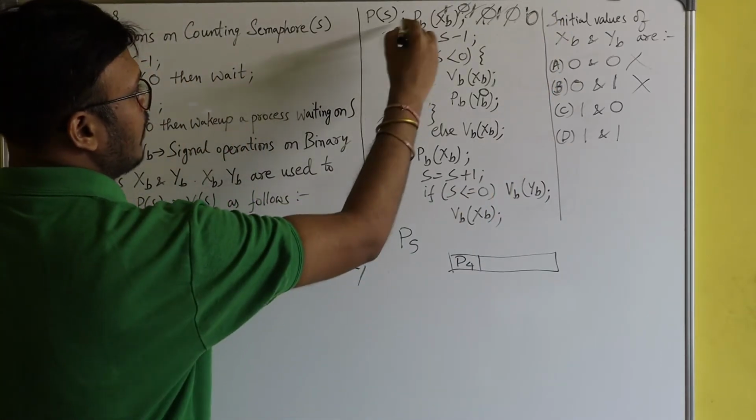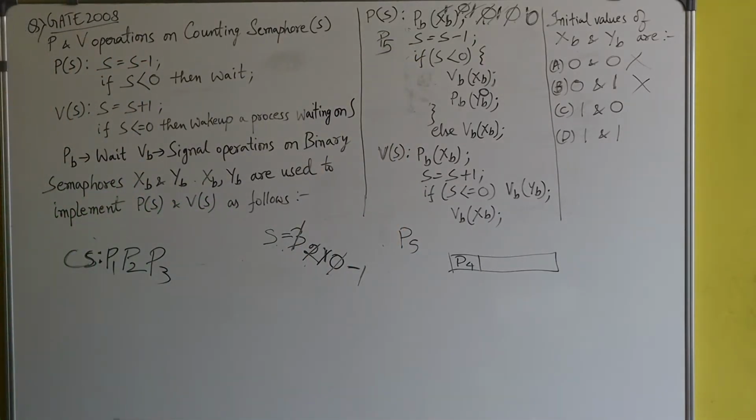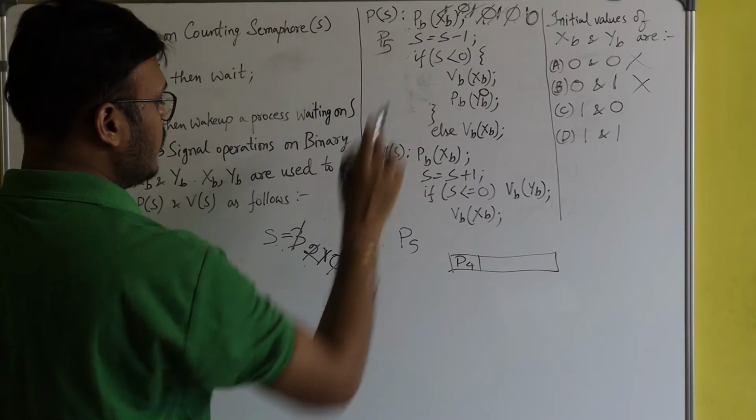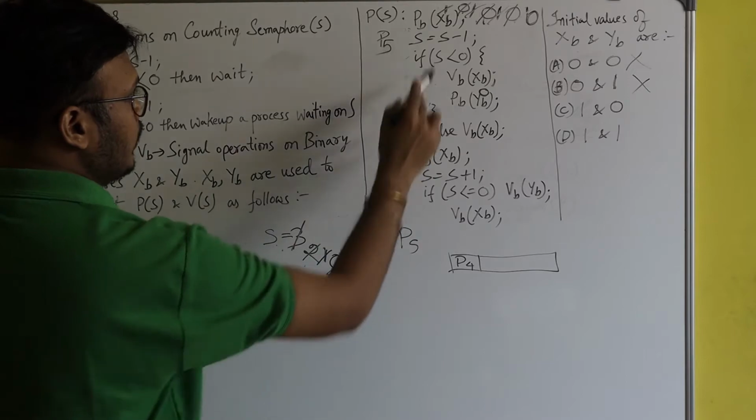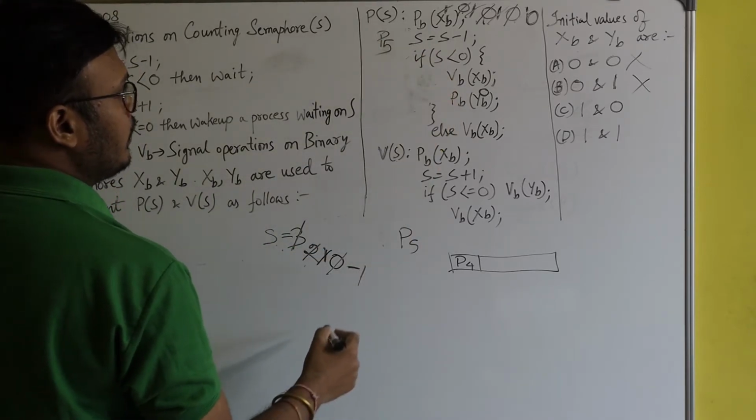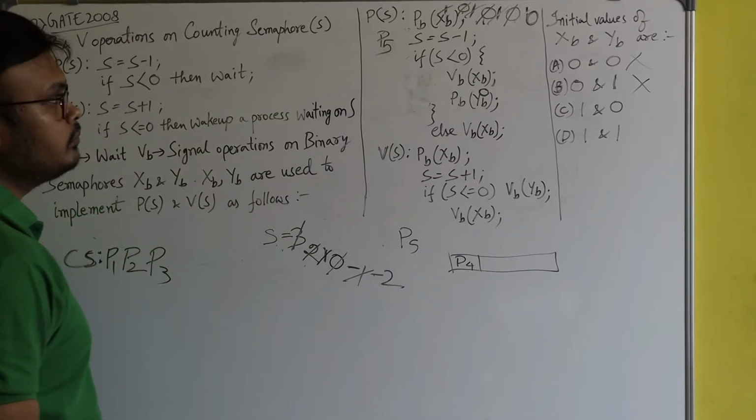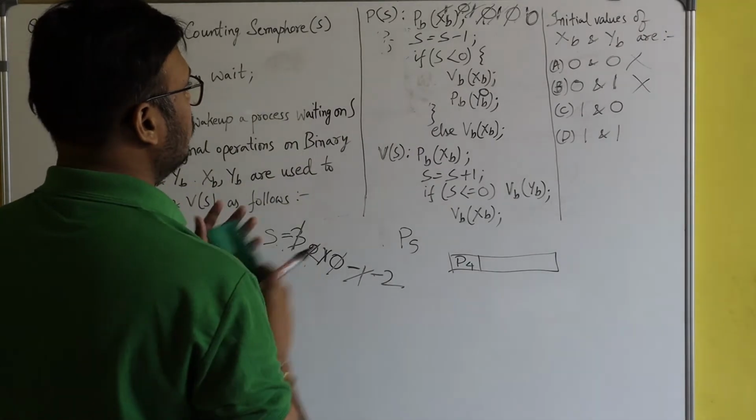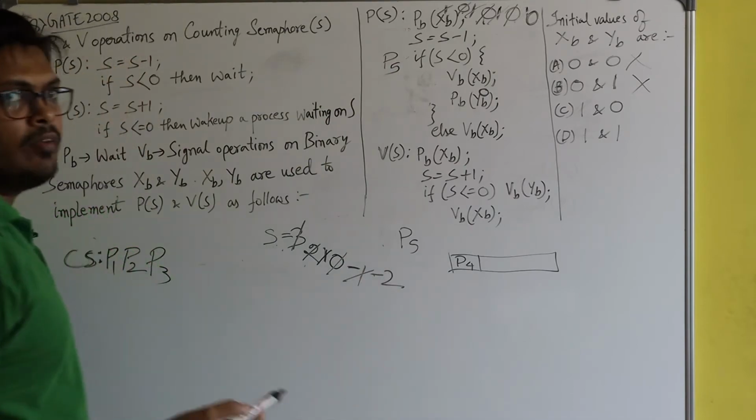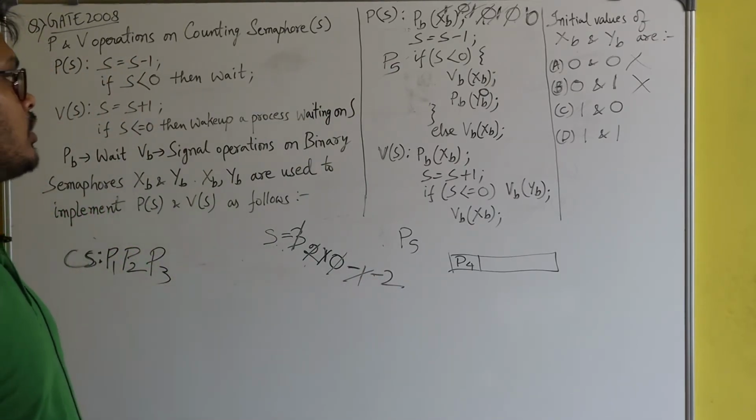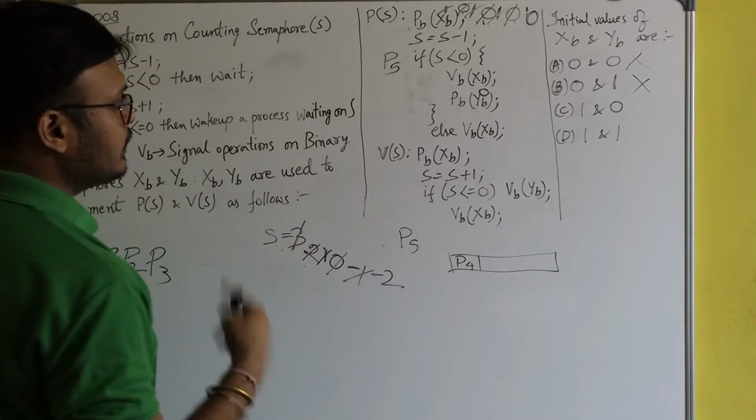Fine. So P5, after executing this code successfully, has come here. Now P5 will execute this line, S is equal to S minus 1. So the value of S will get decremented. Here minus 1 will become minus 2. After making it minus 2, P5 will check this condition, and definitely P5 will also get blocked because the value of S is minus 2. So this condition, S less than 0, is true.